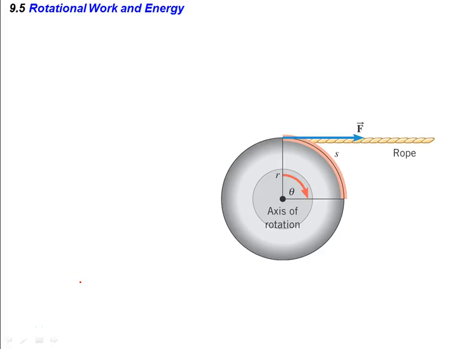In this video we're going to take a look at how work, energy, and momentum come into play when we're dealing with rotating objects. So first, let's look at an object that has some axis of rotation at the center, and we're pulling a rope along that. Think of just some simple pulley.